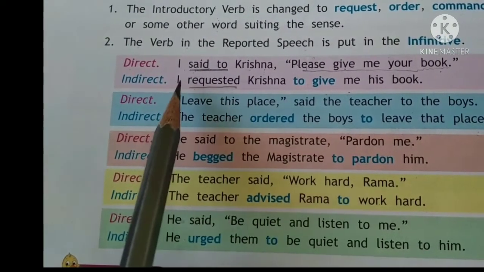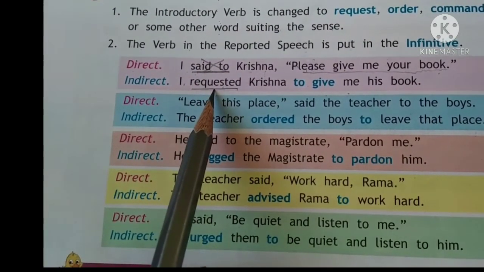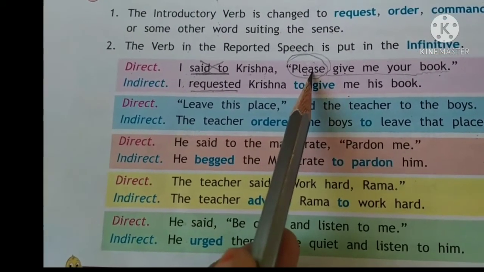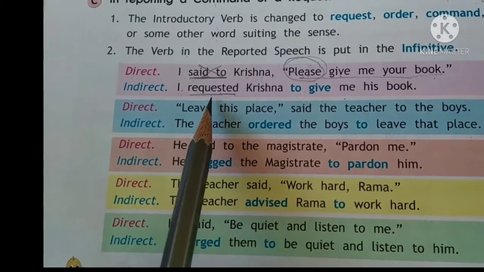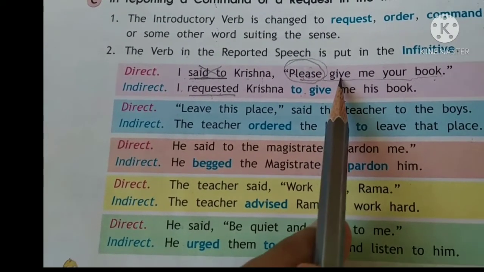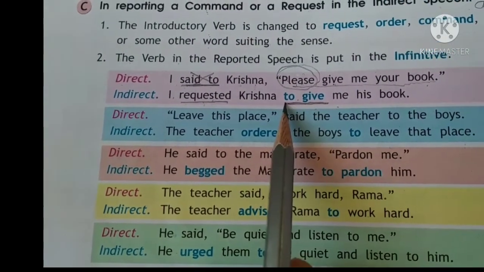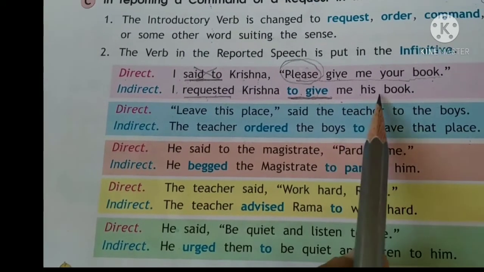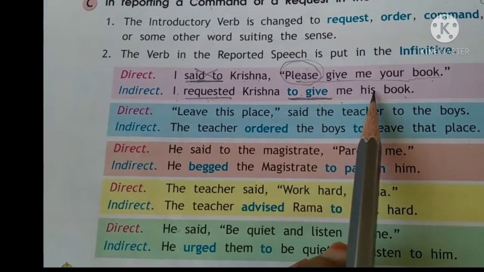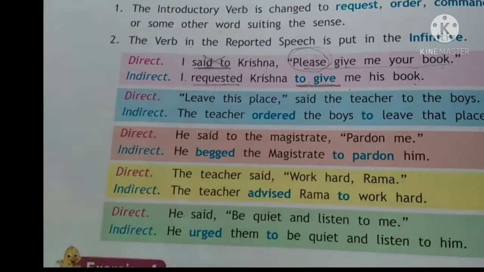And in the indirect I will write, I requested Krishna. Okay, "said to" I don't write in the indirect. Now this "please" is a requesting word, and we've already expressed it in "requested". So in the indirect we do not write that "please" again. We start from "give", and before "give" we need to add "to". So this "to give" becomes the infinitive. So I read it again: I requested Krishna to give me his book. Krishna is a boy, so we write "his book".